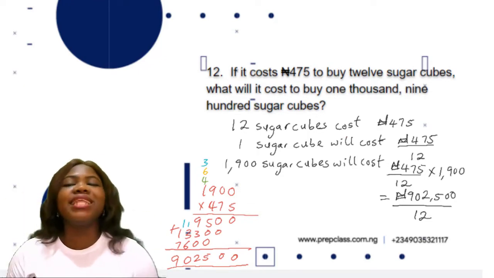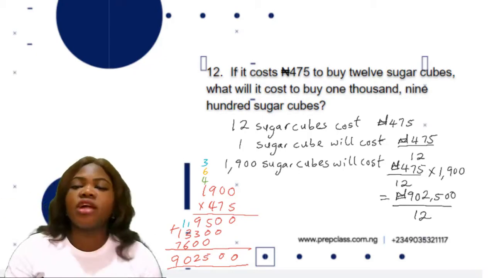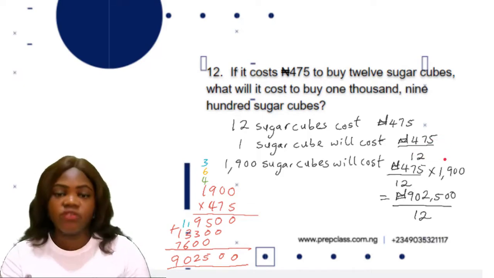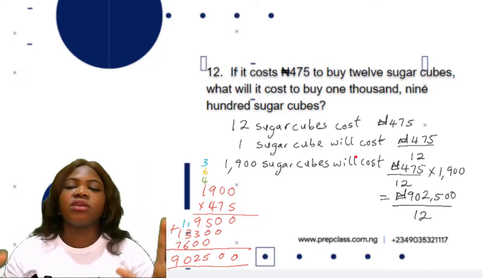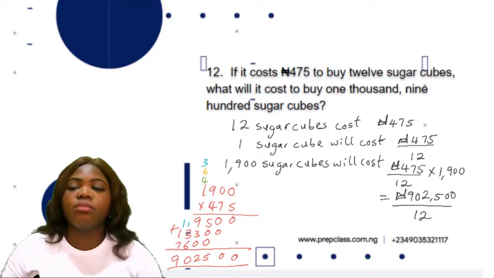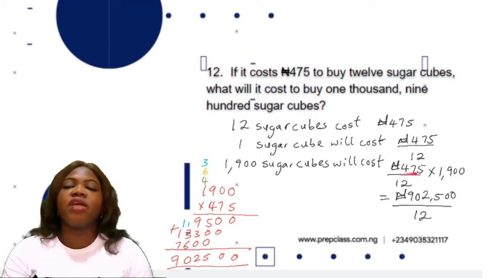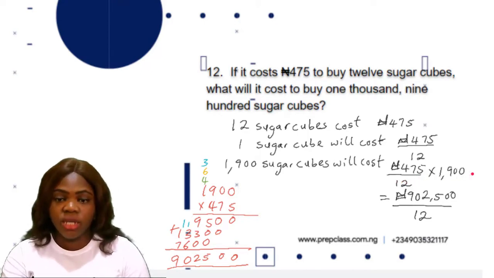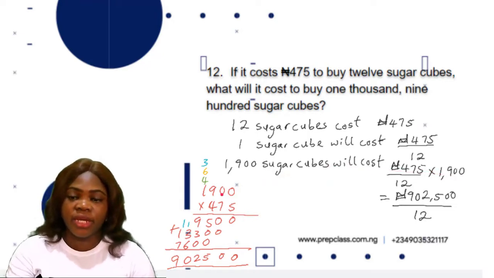Before we can do this, let's find the amount for just one sugar cube. So one sugar cube will cost 475 naira divided by 12. Okay. So now, for us to be able to find the cost of 1,900 sugar cubes, all we have to do is to multiply the cost of one sugar cube by 1,900. That's all. So now we have 475 naira divided by 12 multiplied by 1,900. So now we have to do 475 naira multiplied by 1,900 here.